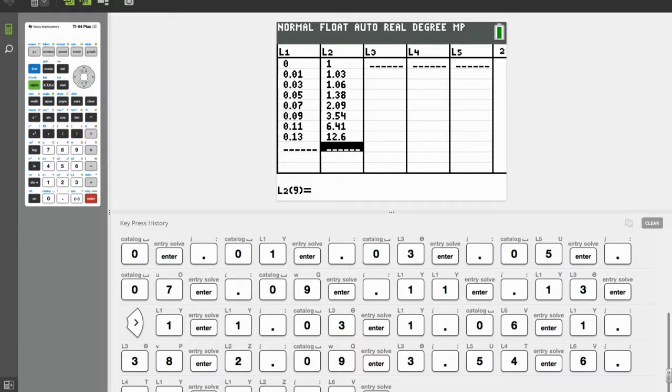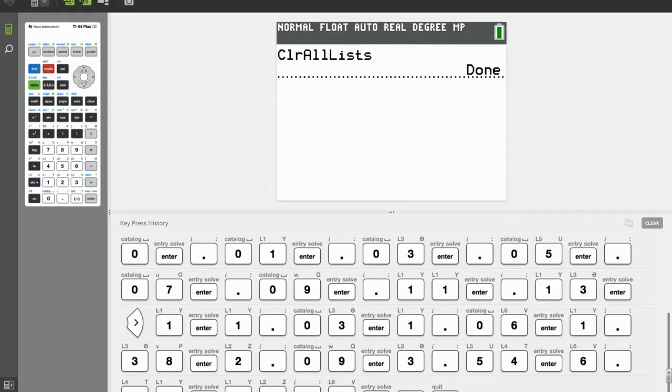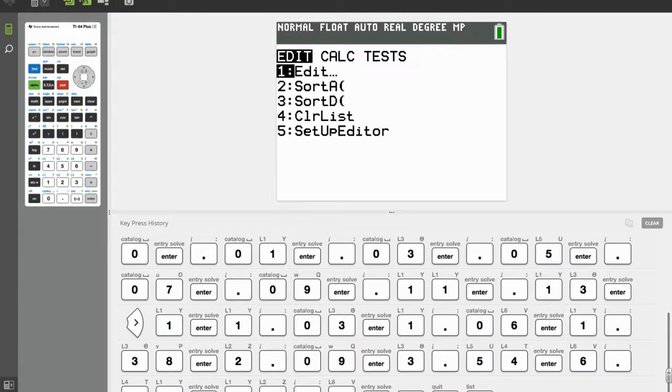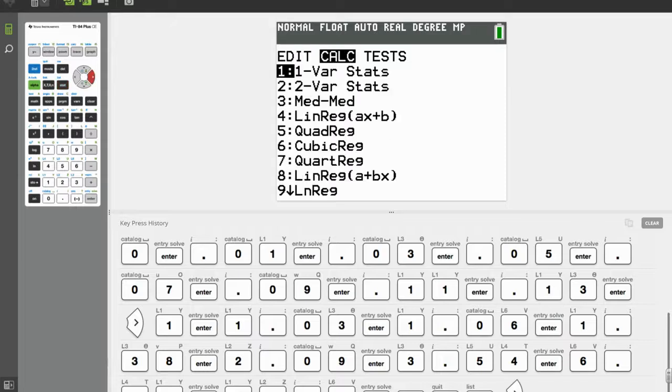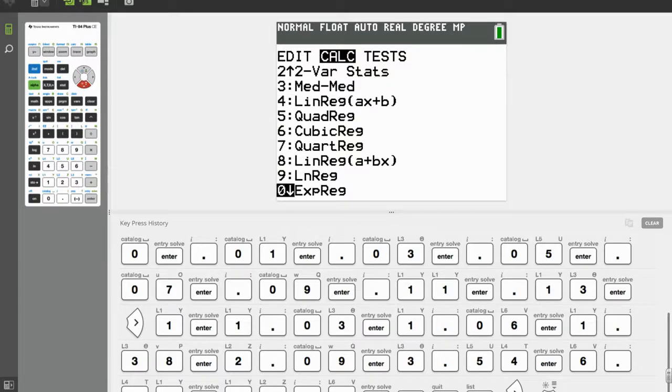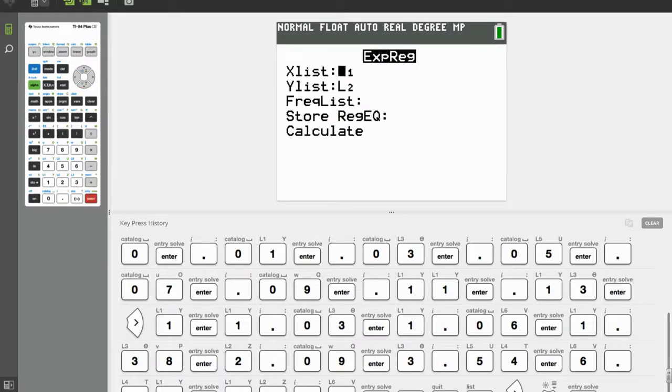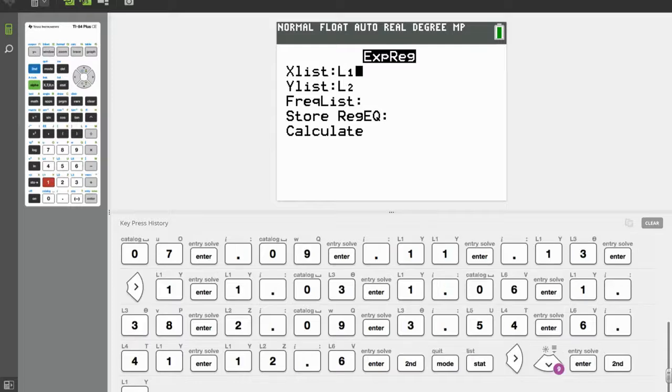Okay, now that we have our data entered, we're going to quit, second mode. We're going to go back to stat, calc, and we're doing exponential regression. So we're going to choose 0, or you can scroll down to it. Hit enter. Second 1 for list 1. You don't have to do this if it's already there. Second 2 for list 2.